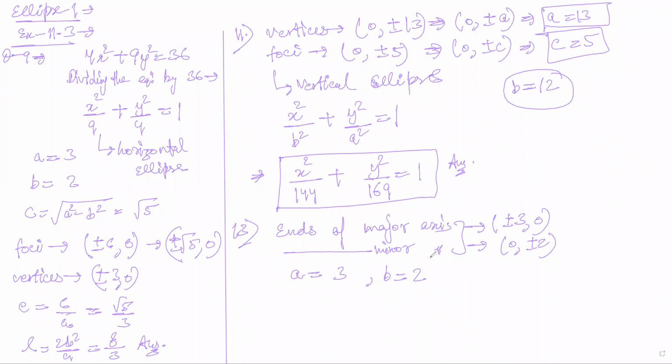Yes. And which kind of ellipse would it be? Horizontal or vertical? Horizontal ellipse, because the major axis is lying on the x-axis. Now we know how we can write a horizontal ellipse. It should be x square by a square plus y square by b square equals 1.